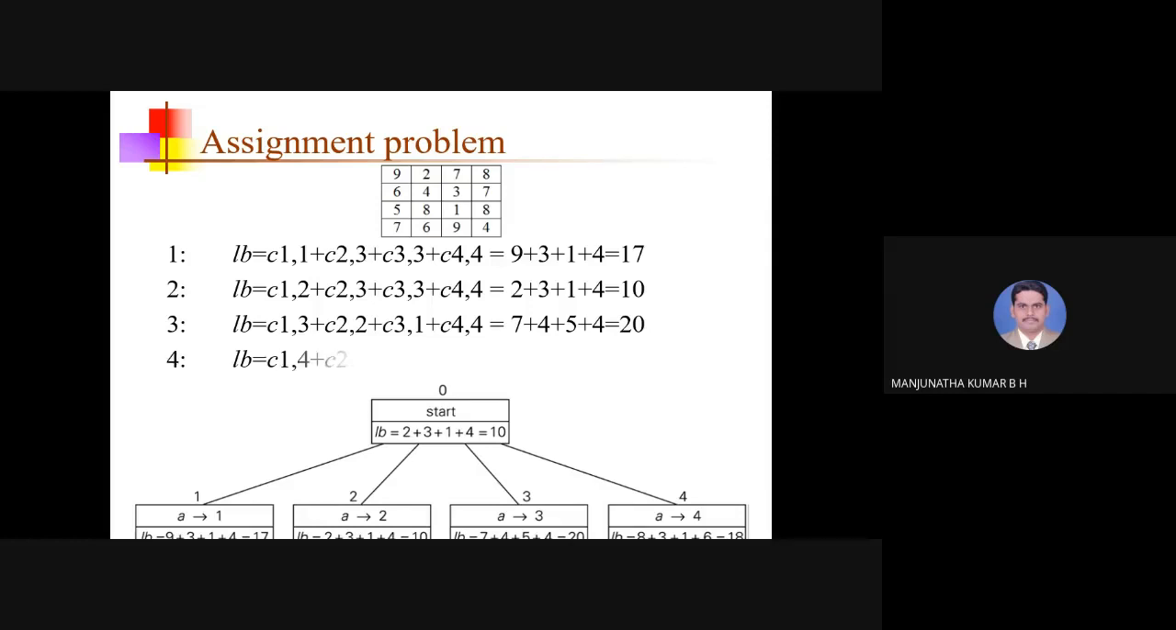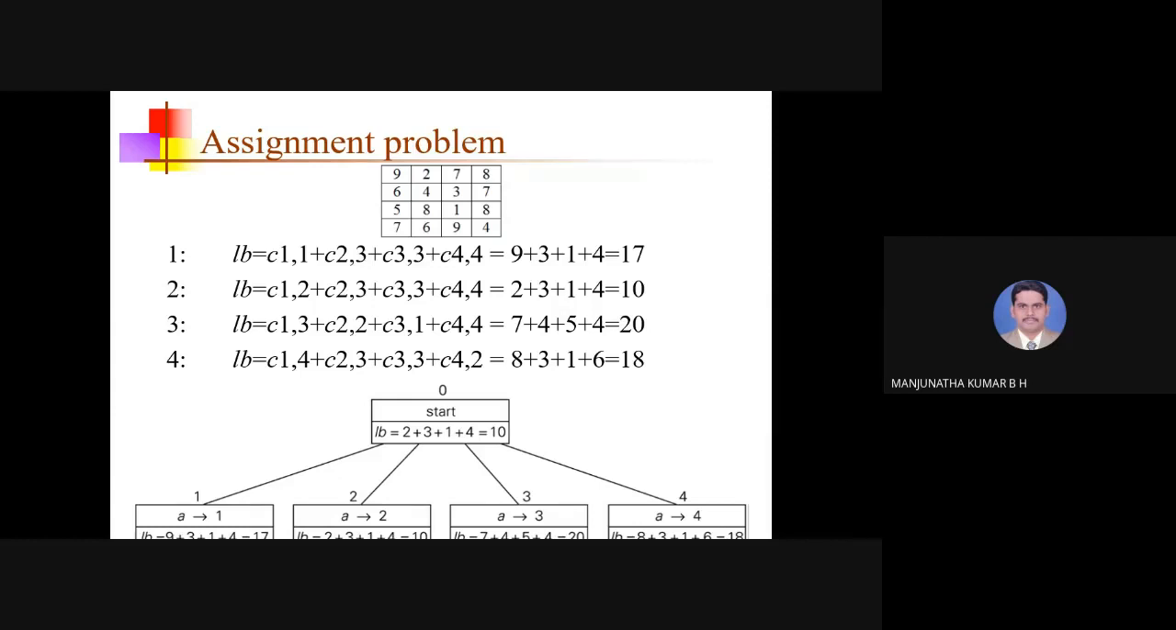Third node calculation is also given. Fourth node calculation is also given. C represents the cost matrix, where the number 1,1 or 3,2 or 3,3, 4,2 represents the first number as row and the second number as column. Okay. I hope the calculation is clear.